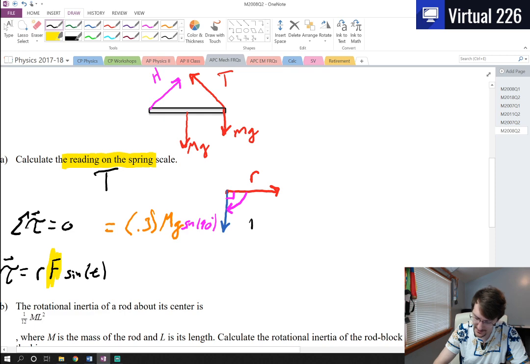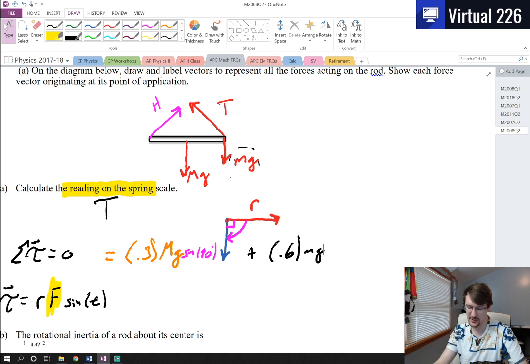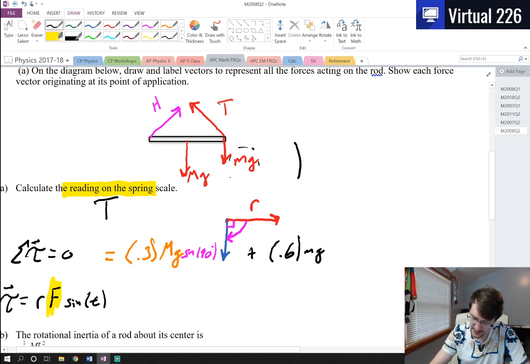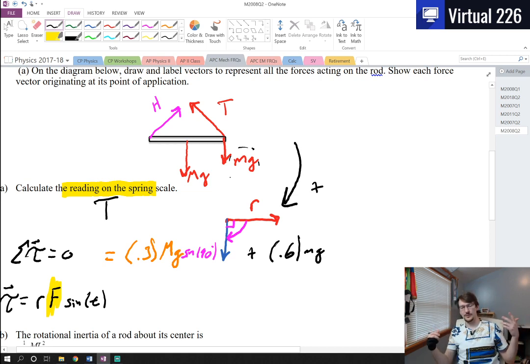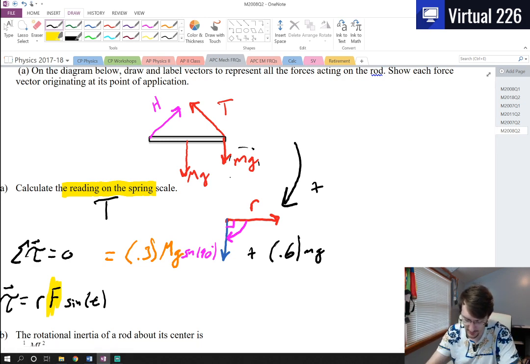We would add to this the next pieces. At a distance of 0.6 is the mass itself, mg. It's also a sine 90, so we won't have to put anything. And what I am doing here, and this is really depending on how you feel about things, is calling objects that are rotating the rod in this direction positive. You could call that negative if you want. There's nothing wrong with that. You just need to pick a direction. I just started with those being positive, and I'm going to keep it that way.